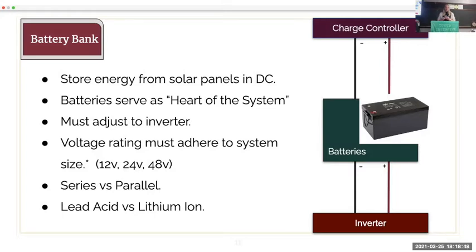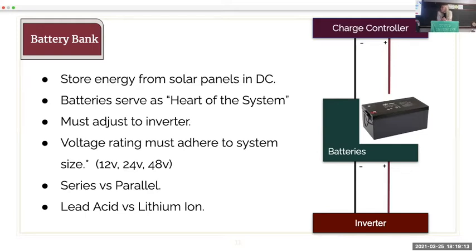So how do I say this in the best way? Okay, so you can either wire your batteries in series or parallel. We're going to pretend that we want a 48-volt system, and we have batteries that are 24-volt, 10-amp, and we have two of them, and we want a 48-volt system.